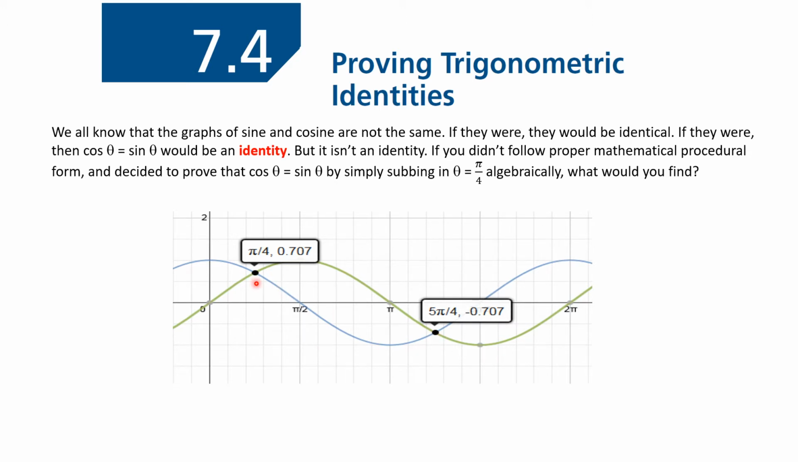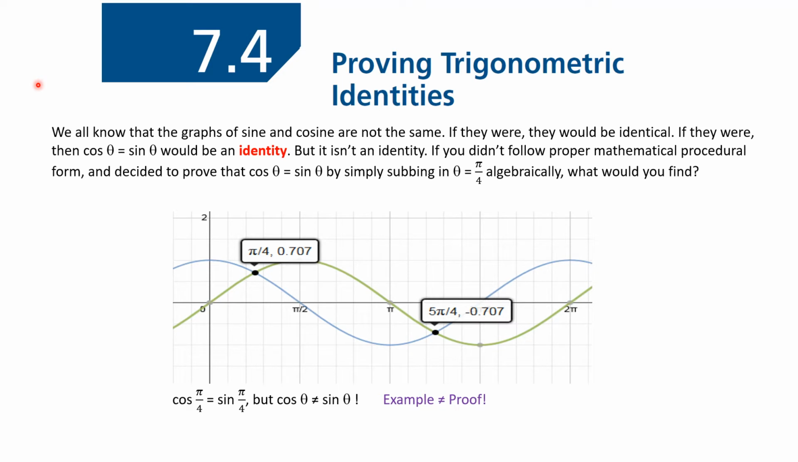This does not mean the graphs are equal to each other just because they intersect or because you happen to find one place where they are equal. So a proof cannot be found by just subbing in a number. Cos of pi over 4 does equal sine of pi over 4, but cos theta is not equal to sine theta. It has to be equal everywhere, and it's not. An example is not equal to a proof.